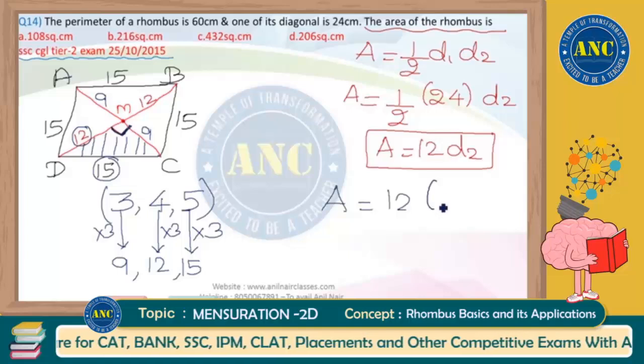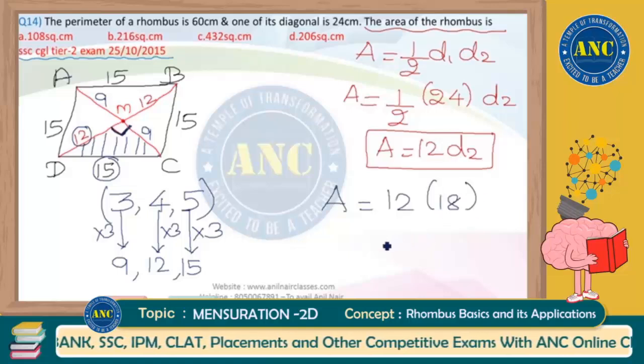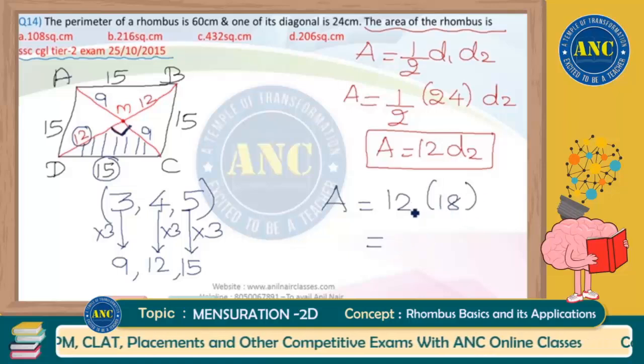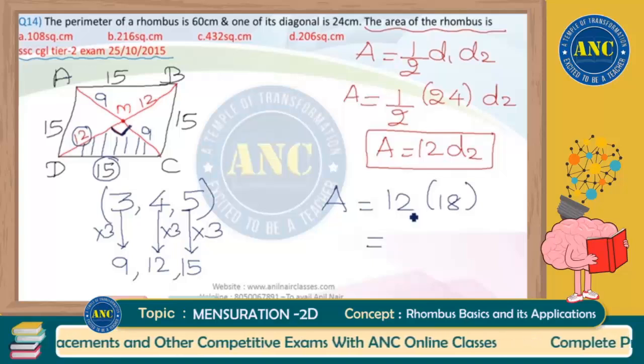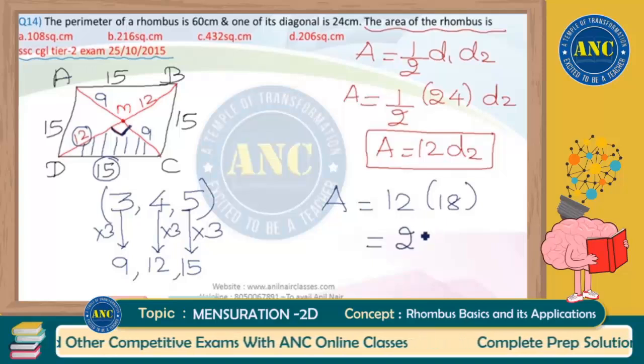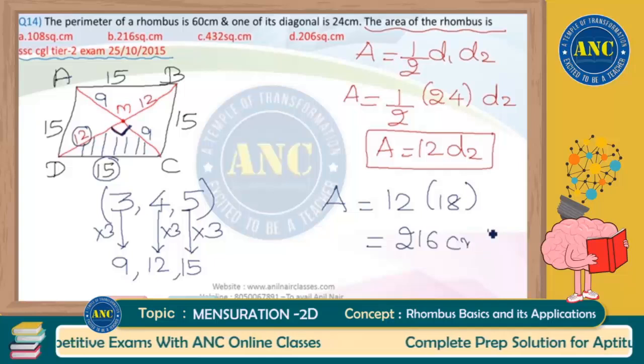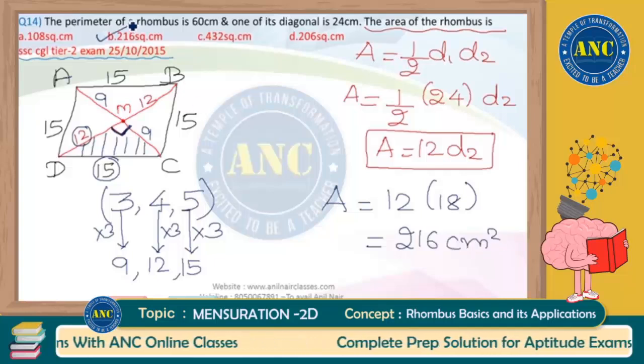So the area is 12 into 18. 12 into 18: 18 into 10 is 180, 18 into 2 is 36. It is 216 centimeter square, which is option B.